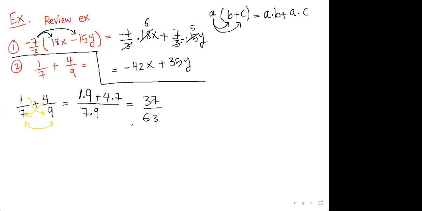Because we have here a small number, we can use the cross multiply more easily. Okay. Perfect.